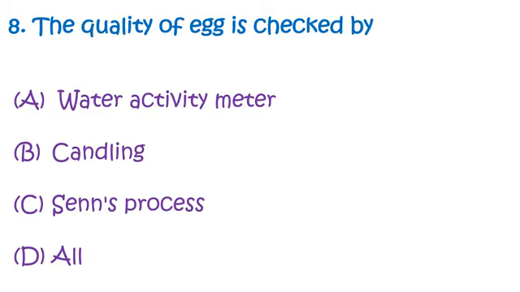Question number 8. The quality of egg is checked by, options are option A water activity meter, option B candling process, option C sense process, option D all. And the correct answer is option B the candling process. The candling of an egg is done inside a very dark room where a bright light is used to determine the egg quality. The eggs are passed through a bright light which makes it possible to observe inside the egg, where you can see the growth and development of an embryo, and it also detects the bloody spots, blood whites or the meat spots.